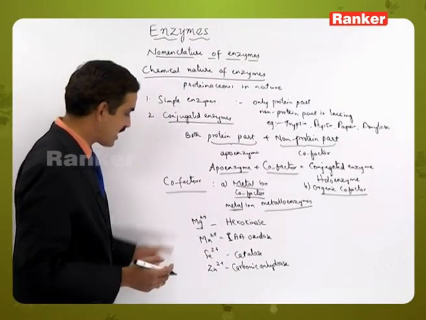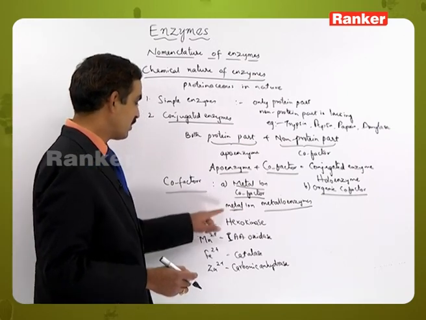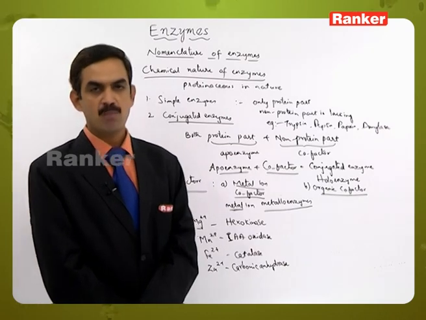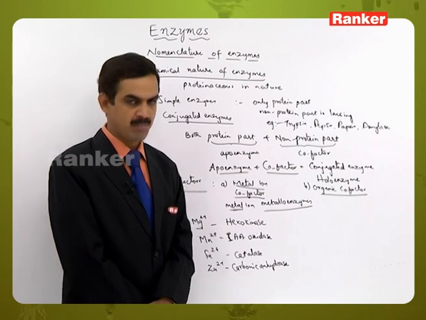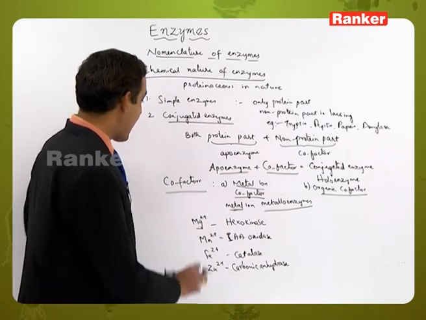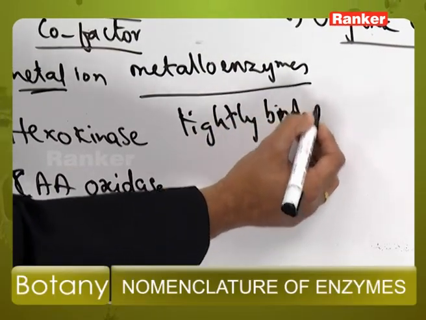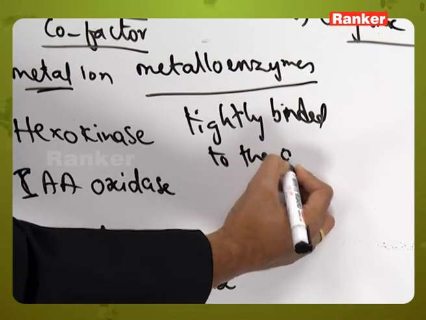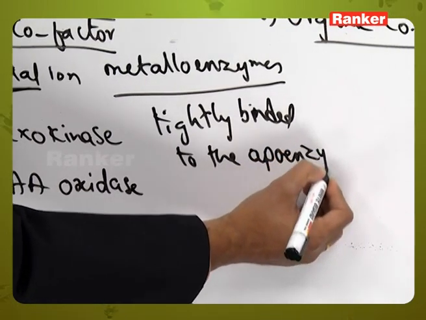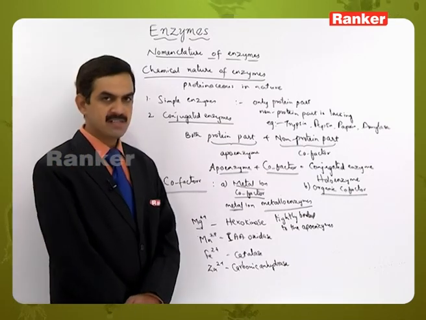Likewise there are many such metal ion cofactors. Without the presence of these metal ions, that particular enzyme does not have the catalytic ability. This type of nature will be there, and these cofactors are always tightly bound to the apoenzyme part. They are tightly attached to the apoenzyme part.